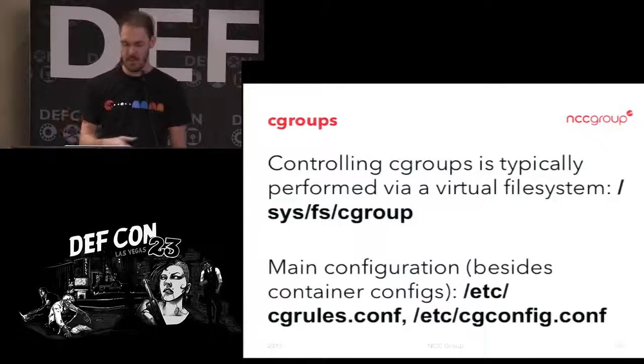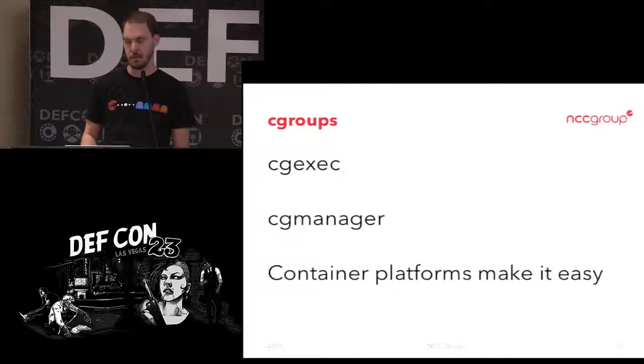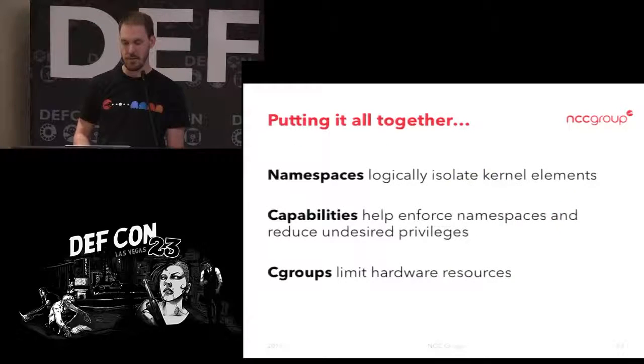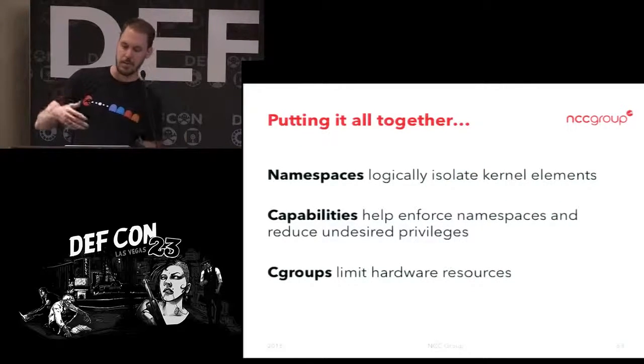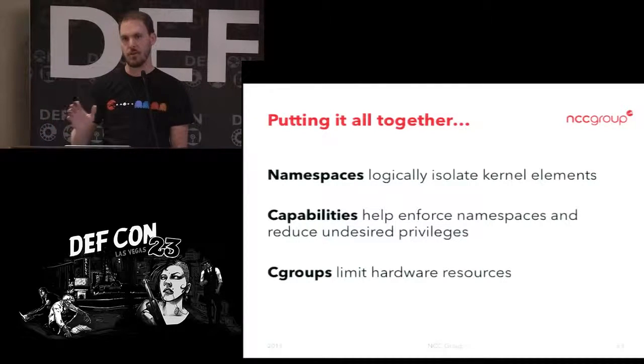It used to be at least following that model, but at the end of the day, you can do tricky overmount attacks and other things that are a side effect of having it be a file. So it can be controlled through cgeject, cgmanager, but really most of the container platforms will abstract this away. So when you put all that together, namespaces isolate the elements of the kernel, the capabilities help enforce those namespaces and limit the capabilities within that container, and then the cgroups limit the access.